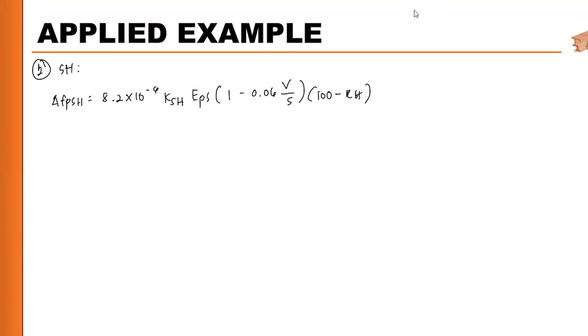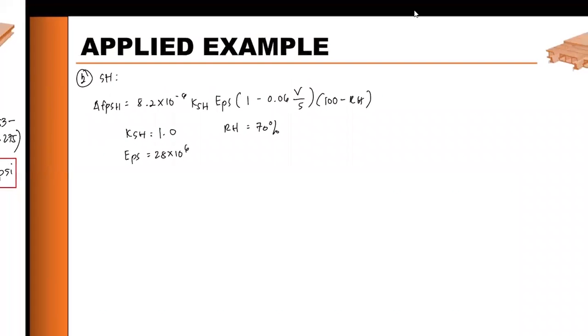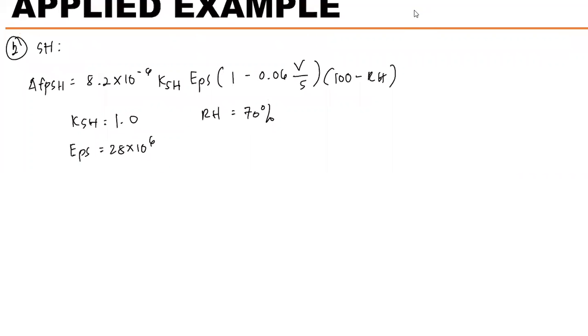So dito, sabi kapag pretension yung member, ang KSH natin is 1.0. Okay? Ang EPS, given na yan kanina pa, 28 times 10 to the 6. Yung RH hindi given, pero assume na lang natin na 70%. Okay? So if ever in the future you encounter na walang value ng RH, you use 70%.